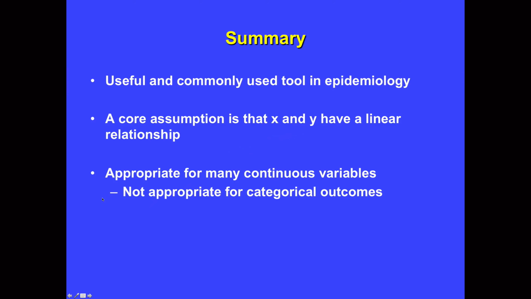So a really common example of a categorical outcome would be heart attack, yes or no. Incident diabetes, yes or no. If you're trying to construct models to predict those kinds of binary outcomes, there are better methods for handling those types of outcomes, and linear regression would not be appropriate.